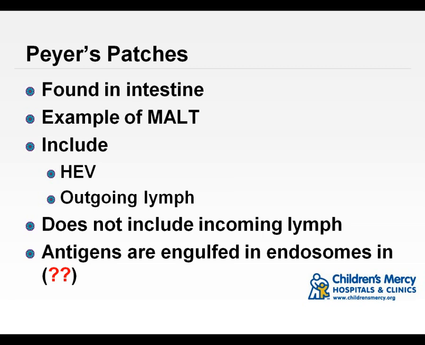Okay. And then there are lymph node-like things, the MALT, mucosal-associated lymphoid tissue, and one type of this we call Peyer's patches, which is found in the intestine. So it also includes these high endothelial venules and outgoing lymph, but it does not have incoming lymph. Instead, antigens are engulfed in these endosomes in a specialized type of cell. Anybody remember what this cell is called? M cells, very good.